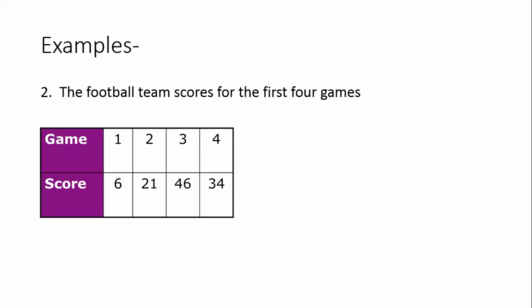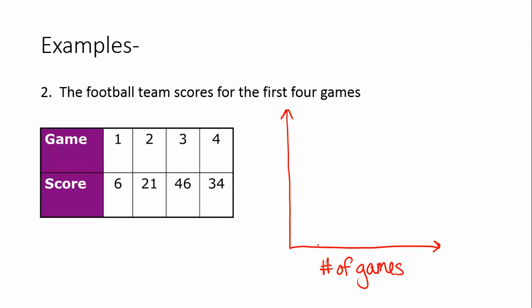So here's another example. The football team scores for the first 4 games. So this is what the team has scored during the first 4 games. And when you make a scatter plot, if you noticed on the other example, we always want to make sure that our axes are labeled. Typically we put time across the bottom, and in this case this would be number of games. One, 2, 3, and 4. Kind of squeeze those numbers in there.